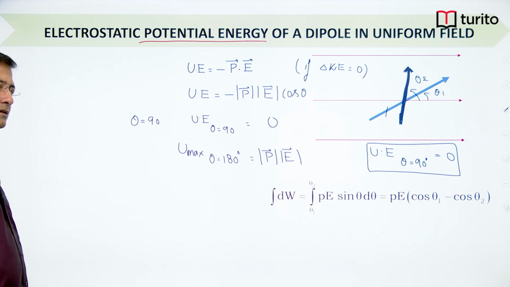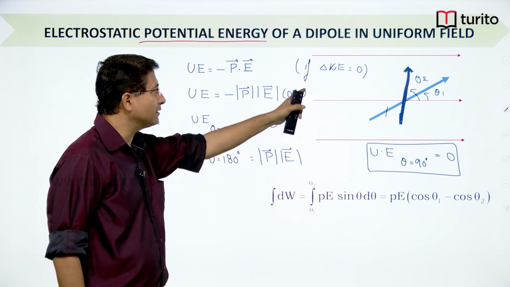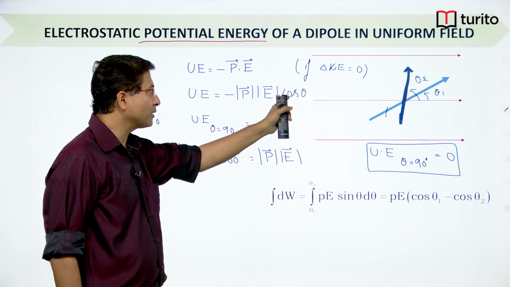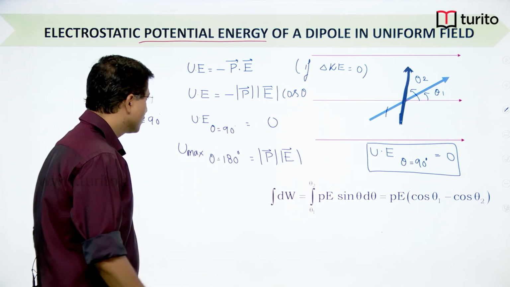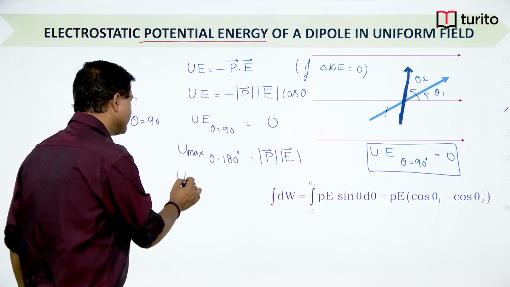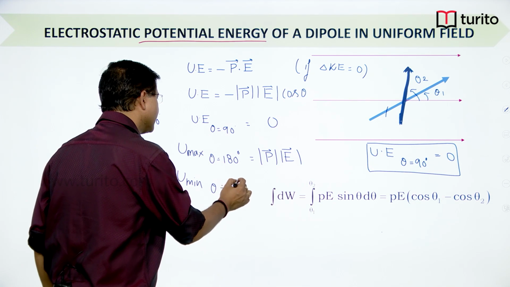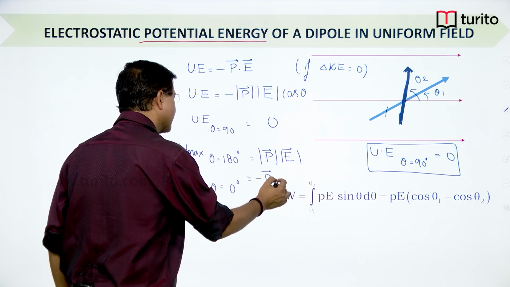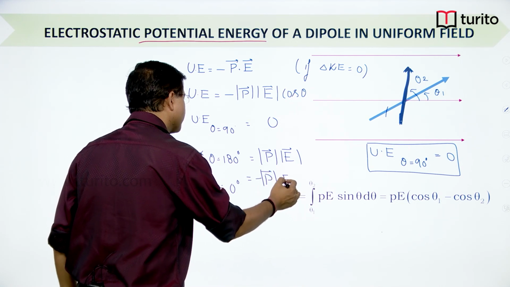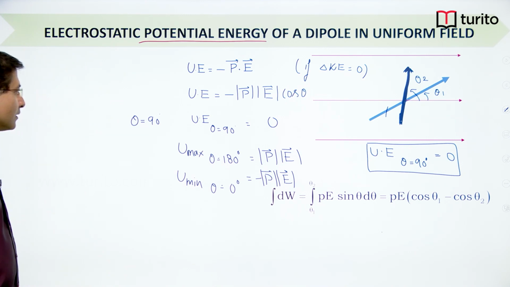And when is the potential energy minimum? When cos theta becomes +1, then with the minus sign, if you multiply, this becomes minus, right. So potential energy will be minimum when theta is equal to 0 degree, and the value will come minus P vector dot E vector.